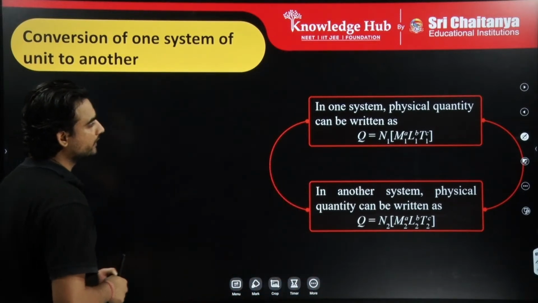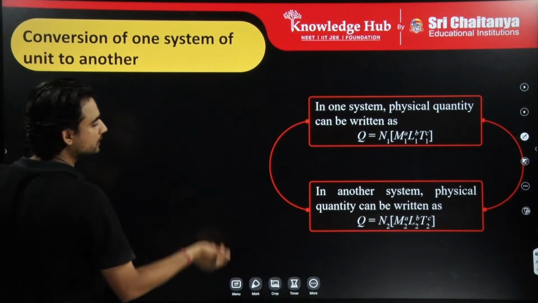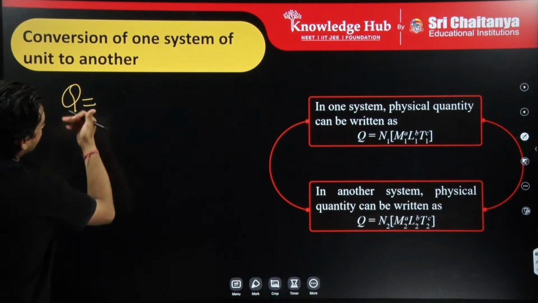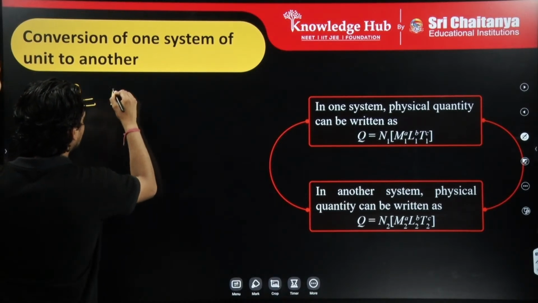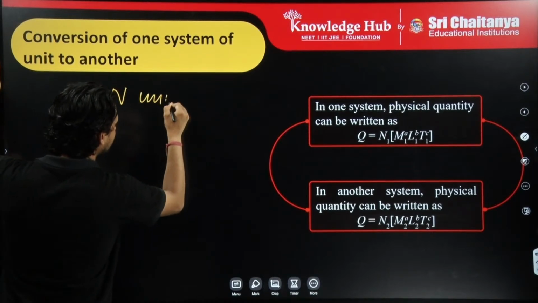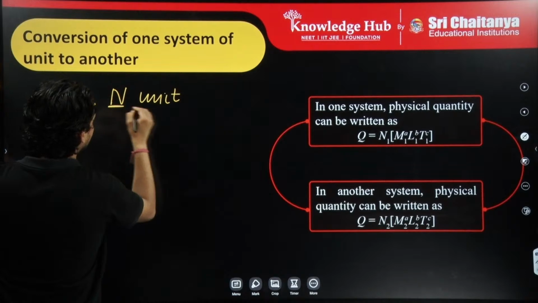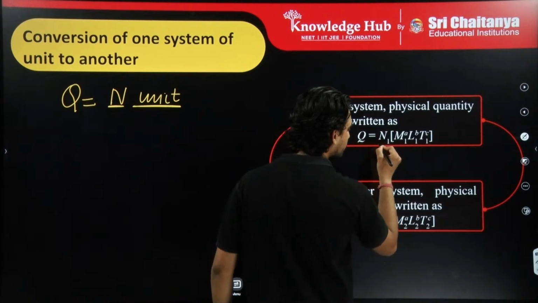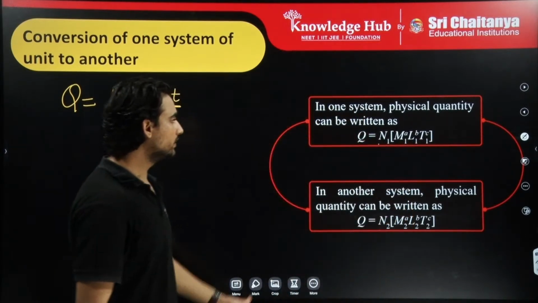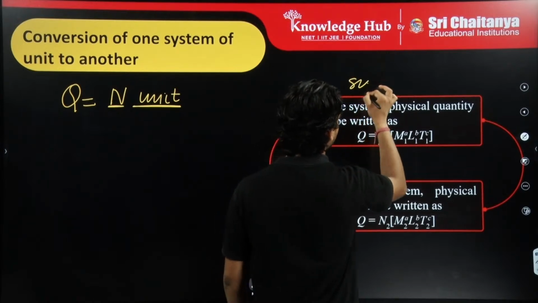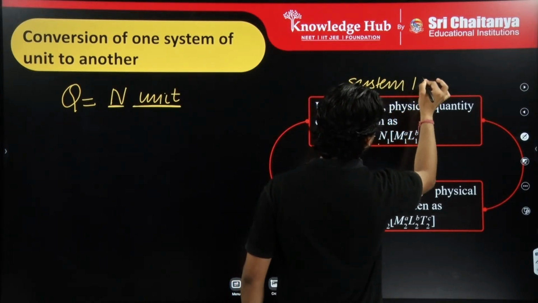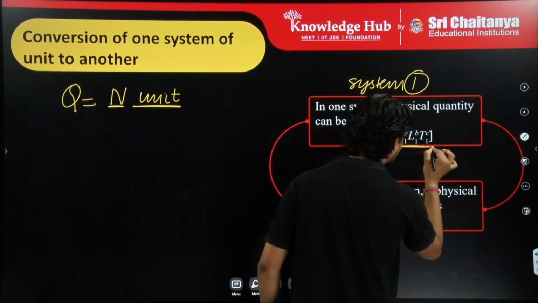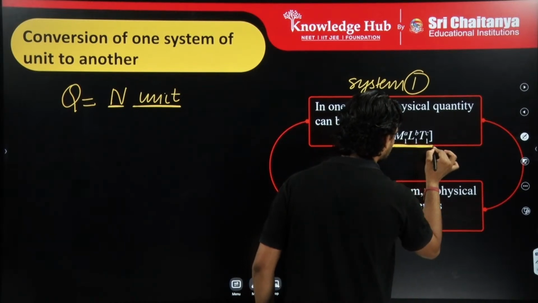So let's look. Any physical quantity, let's say some physical quantity Q, has a numerical value, a number, and has a unit. Any physical quantity has a numerical value and a unit. So this is my system 1. In system 1, I am saying that the numerical value is N1 and this is the dimensional formula.